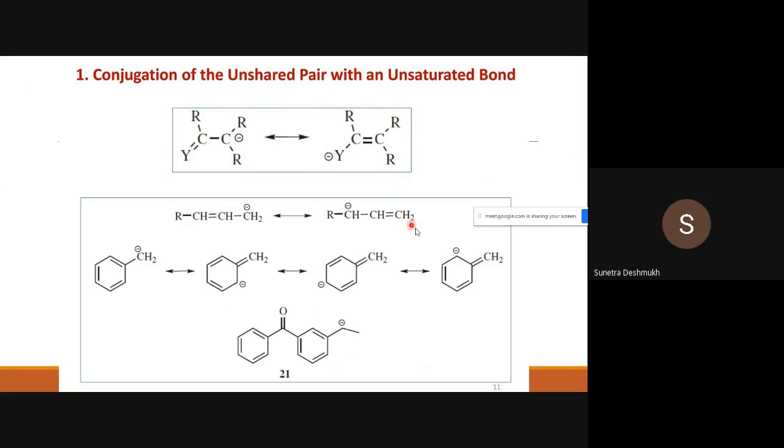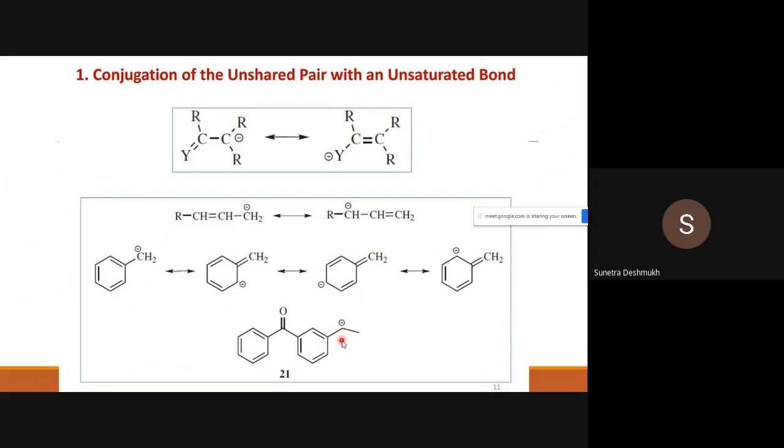As negative charge is getting more space for delocalization, that one is getting happy, and as negative charge is getting more space for delocalization, it is getting more stable. Here I have shown one more structure, the benzyl carbanion. We have seen how the benzyl carbanion shifts its negative charge from CH2 minus to the different carbon atoms of the benzene ring. And now we will take another example. Here is number 21 I have given.